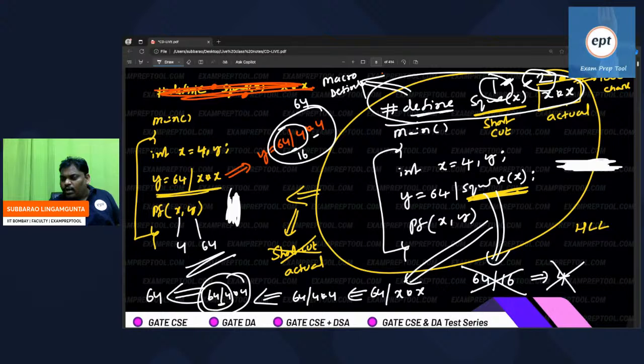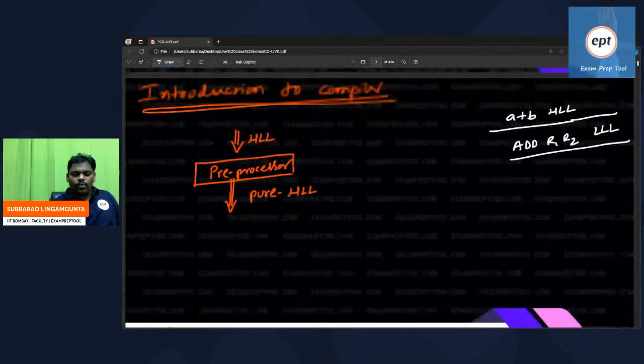And one more thing, Johan is saying that A plus equal to B, which is nothing but A is equal to A plus B. Yeah, that is also right. It will replace the shortcut by the actual. As a programmer, wherever you use shortcuts, it will be replaced by the actual. Now come back.